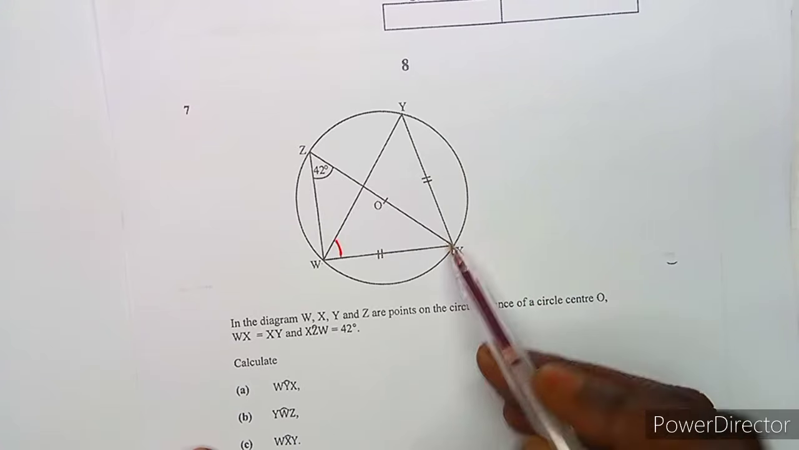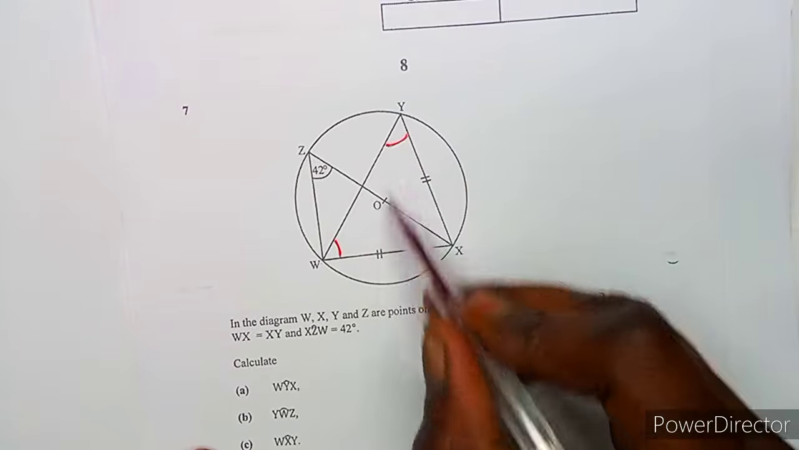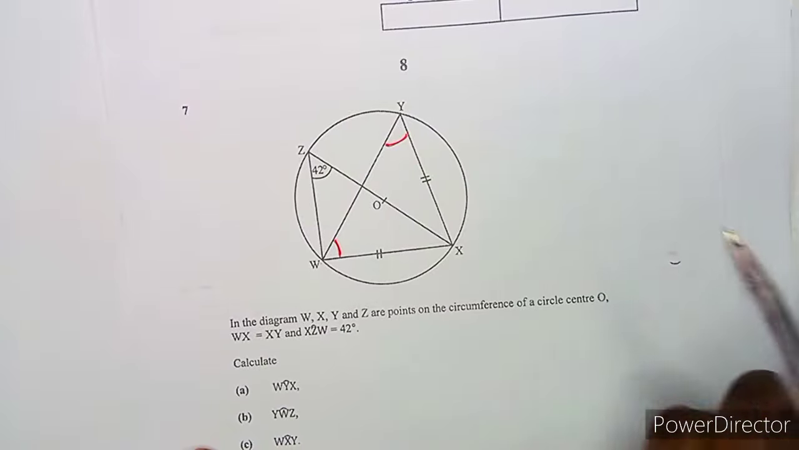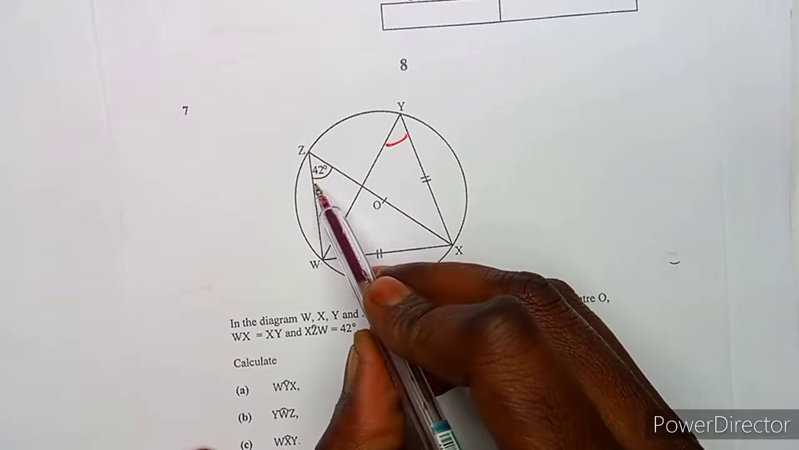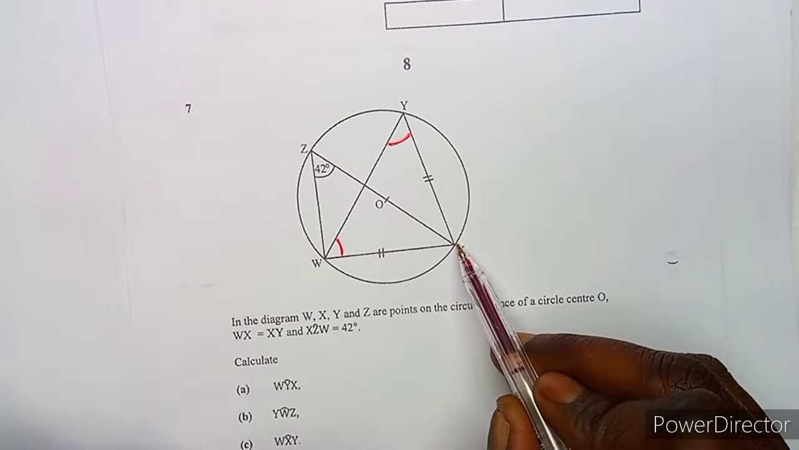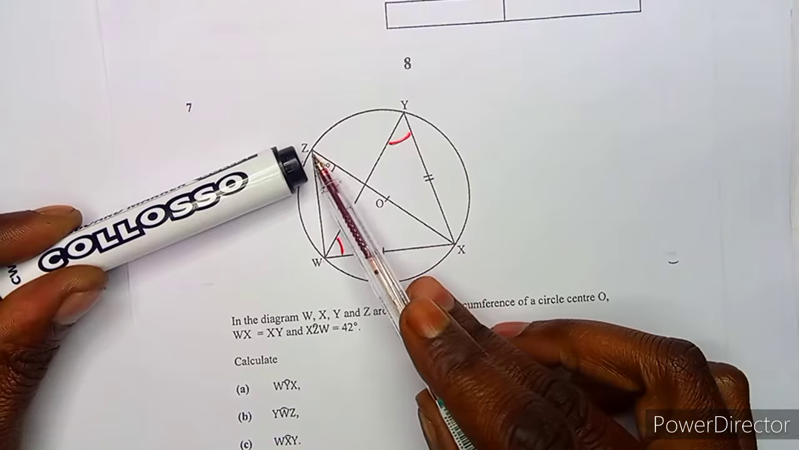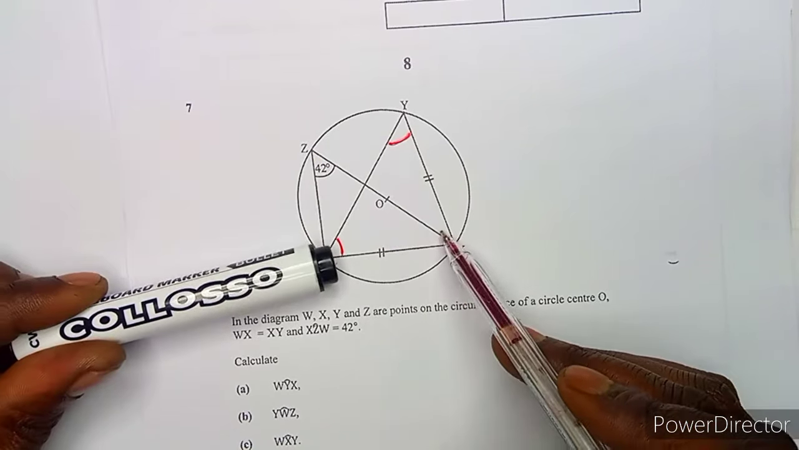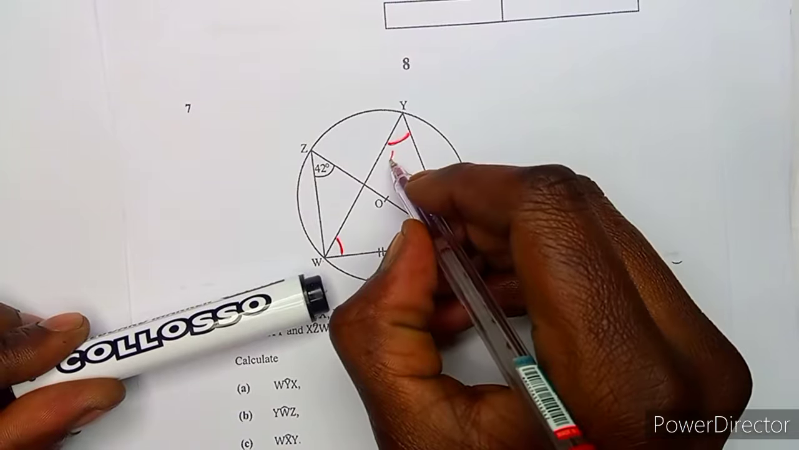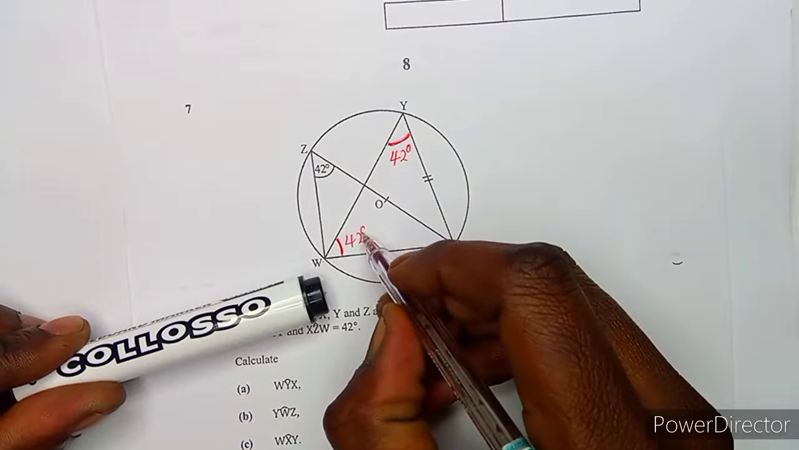WYX will be an isosceles triangle. So definitely these base angles will be equal. The angles that are opposite to the sides which are equal are also equal. All right. What else? We know that this is 42 degrees. This is also 42. They are subtended by the same chord, which is WX here. WX to the circumference gives you 42. WX to the circumference at Y here gives you the same 42. So this is going to be 42 also.